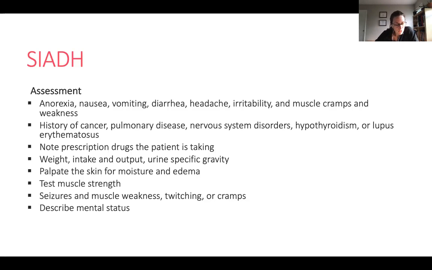You want to test their muscle strength and see if they have any history of seizures, muscle weakness, twitching, or cramps, or even if the patient's already in the hospital and they're having exacerbation of SIADH. If they're telling you, oh, I have twitching in my muscles or have leg cramps, that's something that you want to notify the doctor about, because they might need some electrolyte replacement. And then describe the mental status. So neuro assessment will be key here. You want to do it at least every 4 hours.